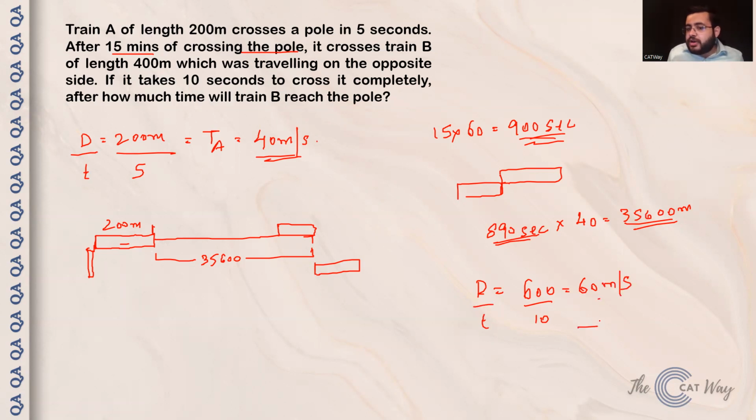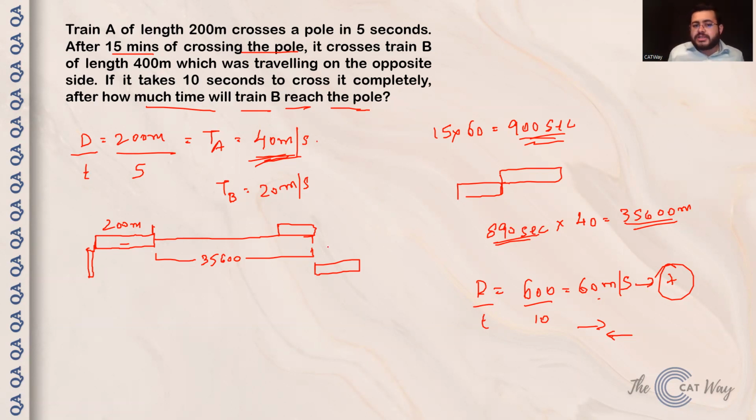And because they are moving in opposite directions, we know this relative speed is the summation of the speeds of the two. Now we know that the speed of train A is 40 meters per second, so train B's speed will be 20 meters per second. That means train B is moving at the rate of 20 meters per second, right? And now the question is, after how much time will train B reach the pole?